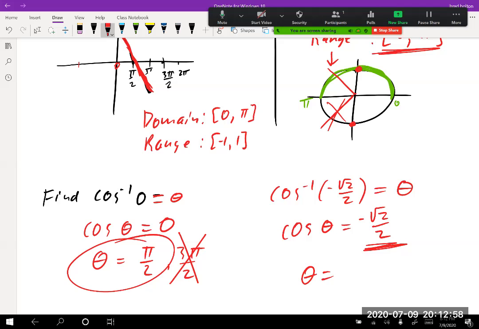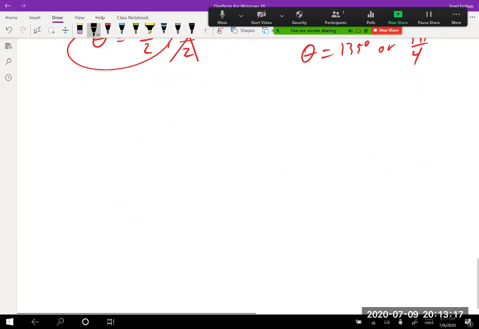and that is going to be when cosine is negative root 2. So that would be 135 degrees or 3 pi over 4. Normally we like to work in radians just so we get more practice with it. But once again, that's how you deal with these inverses, okay?